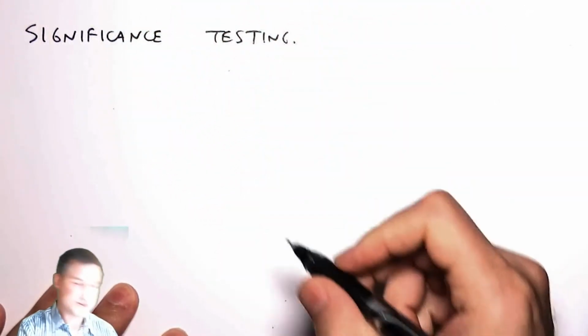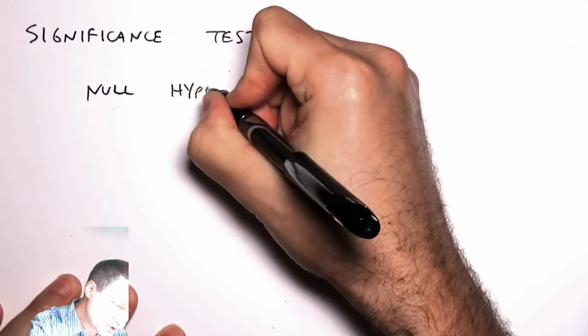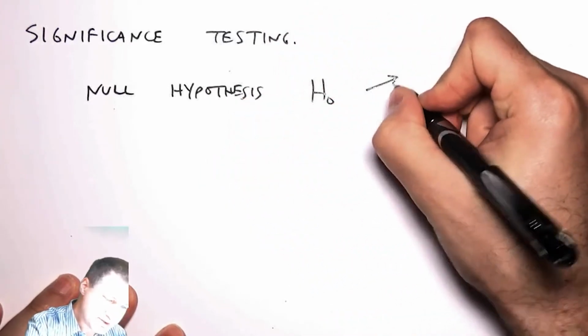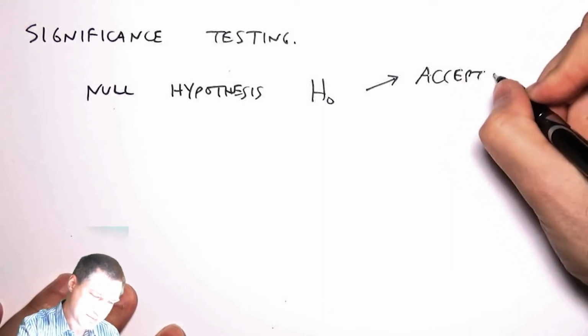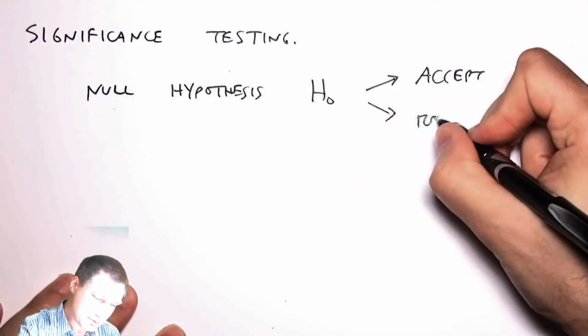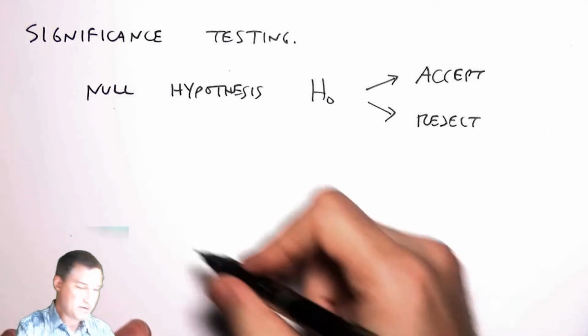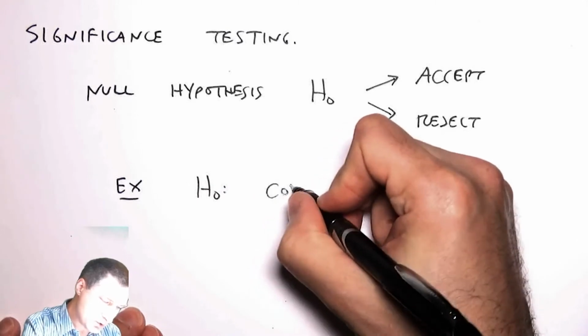And the setup here is that I have what I call the null hypothesis, which I'm going to call H0. And what I have to do is decide, am I going to accept that this hypothesis is true, or am I going to reject it? Okay. So for example, maybe my null hypothesis is that I have a fair coin.